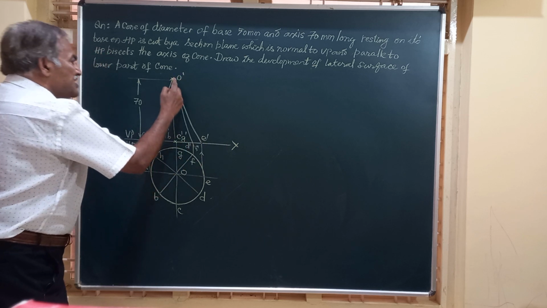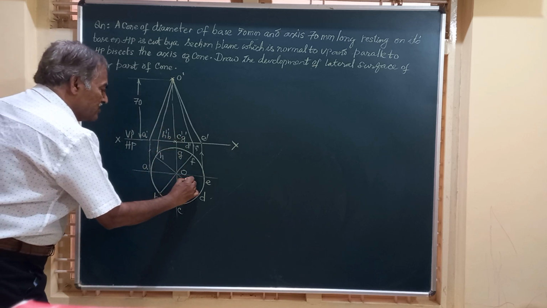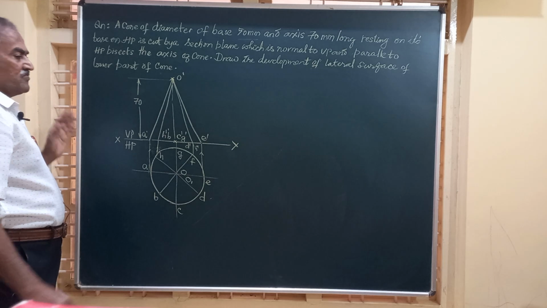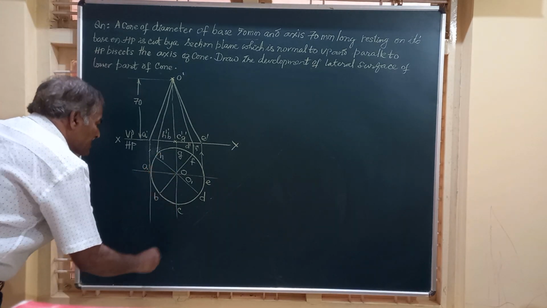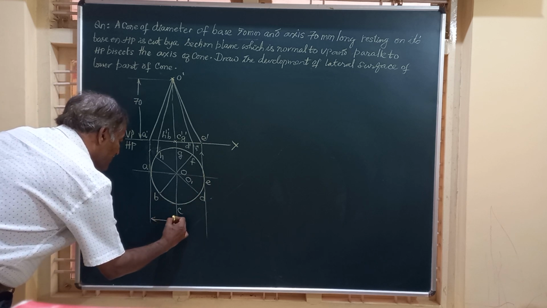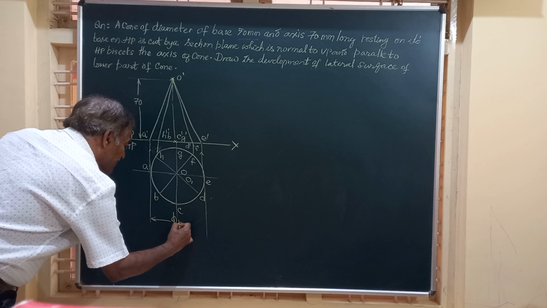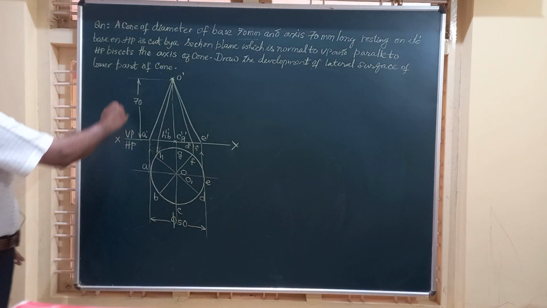O dash is the apex and O1 dash. There's no place to draw here, so I'll mark it as O1 here. Friends, here the diameter of the base of the cone is given to be 50 mm and I mark it as 50, indicating the diameter, and the height is 70 mm.